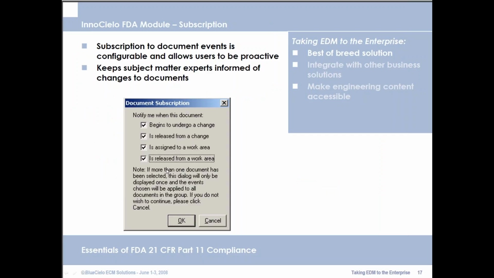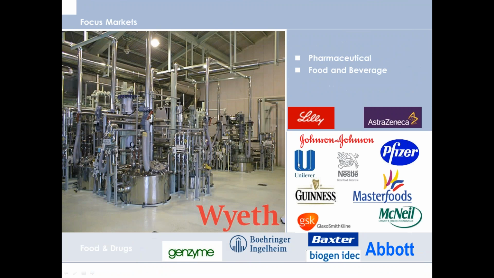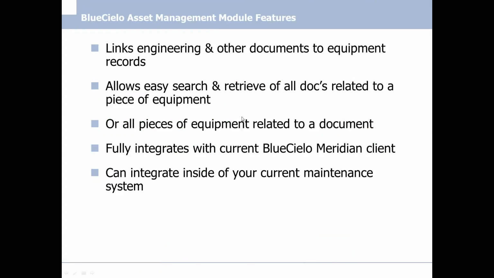Subscribing to documents, which is now actually a base feature of Meridian. Not sure if people are familiar with that or not, but you can subscribe to documents, which means when that document changes, you will always be notified of that change to the document. And you can set up your subscriptions as to when you get notifications. And the FDA module has been very popular. You can see kind of a who's who within the pharmaceutical industry are using the product.